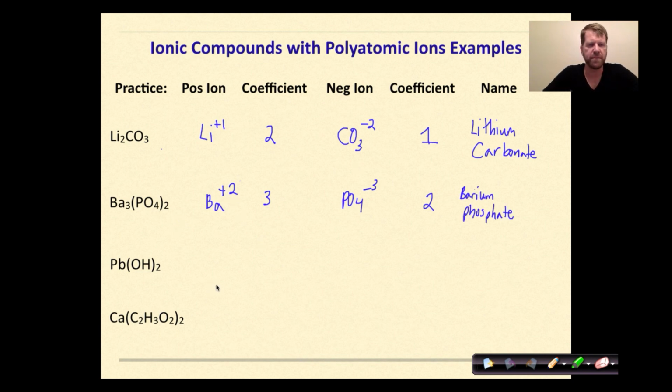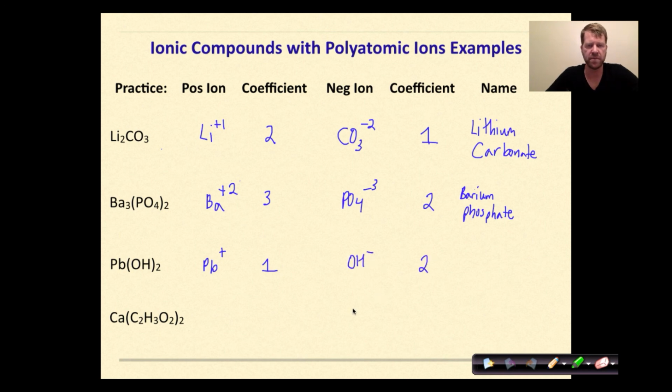Let's look at the next example. Pb(OH)2. So I have a lead positive. I don't know the oxidation state yet, but I know there's 1 of these lead plus somethings in this compound. I see the polyatomic ion hydroxide. I know there's 2 of them.